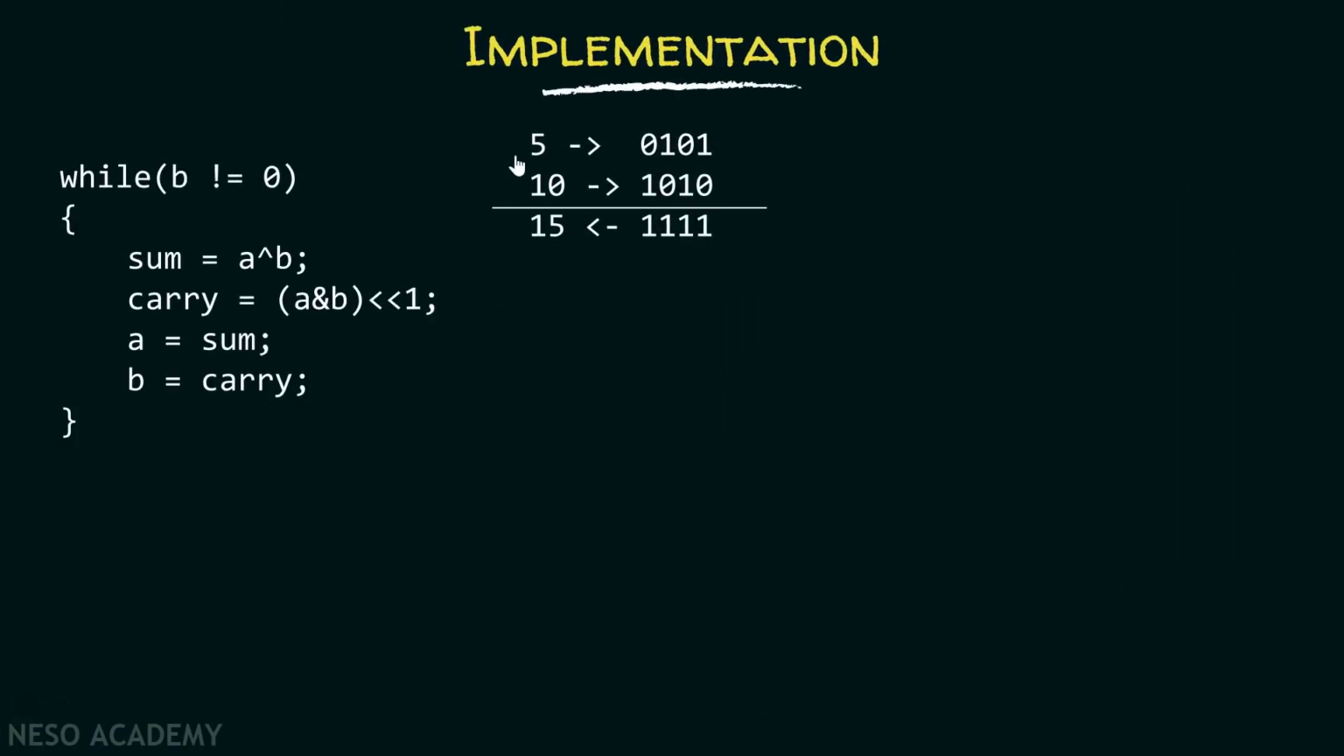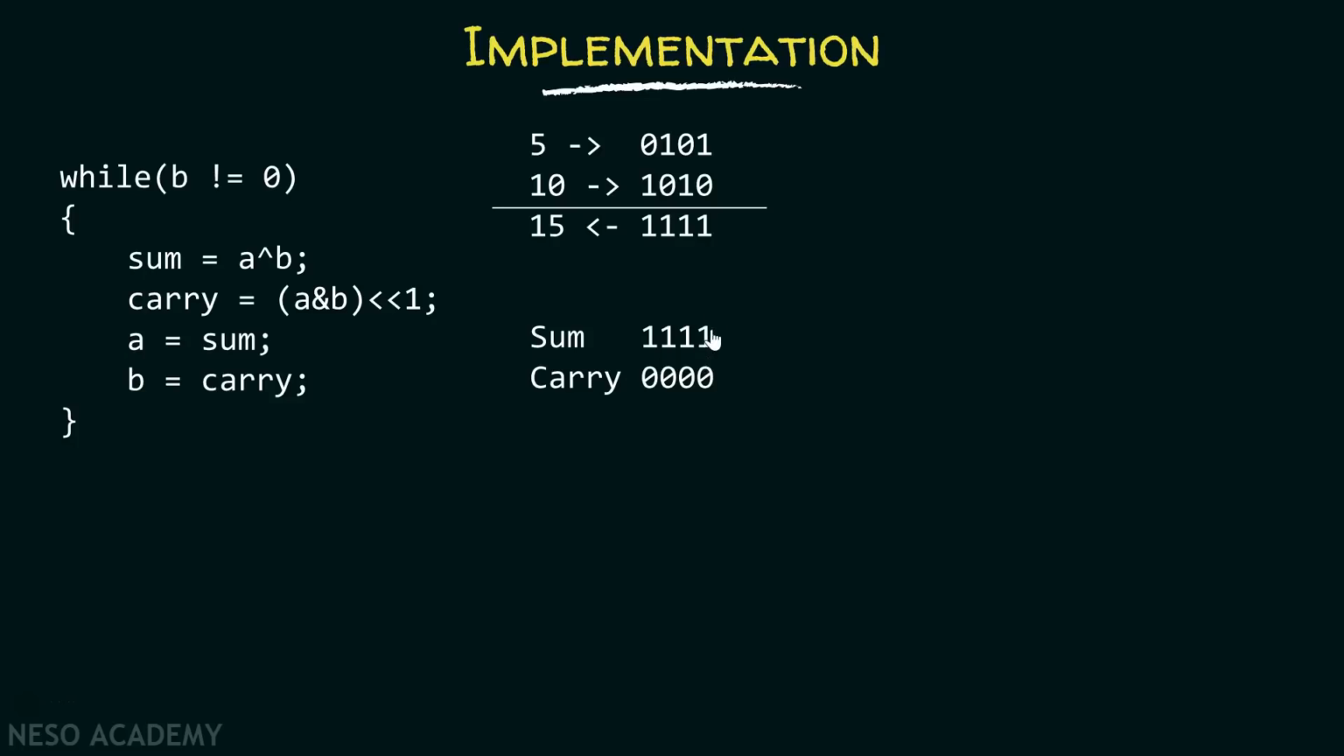Let's consider A is equal to 5 and B is equal to 10. As B is not equal to 0, we can come inside this while loop. Let's see what we get in iteration number 1. Sum will be 1, 1, 1, 1 because we are performing bitwise XOR between these two numbers. 1 XOR 0 is 1, 0 XOR 1 is 1, 1 XOR 0 is 1, and 0 XOR 1 is again 1. Therefore, sum will be 1, 1, 1, 1.